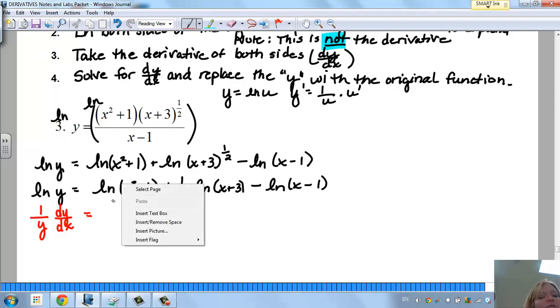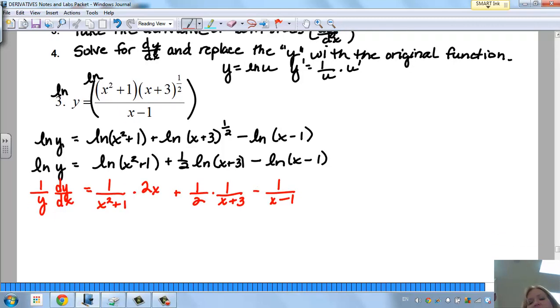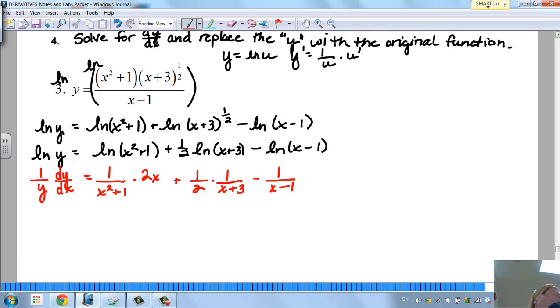Now we're going to take the derivative over here. So the derivative right here is 1 over x squared plus 1 times the derivative of the inside, which is 2x. Let's do it in steps so that I won't confuse you. So this is 1 over x squared plus 1 times 2x, plus 1/2 times 1 over x plus 3, because that's the derivative of that, minus 1 over x minus 1. So here's the first time we did the derivative. Now I'm just going to rewrite this so it doesn't look quite so bad.